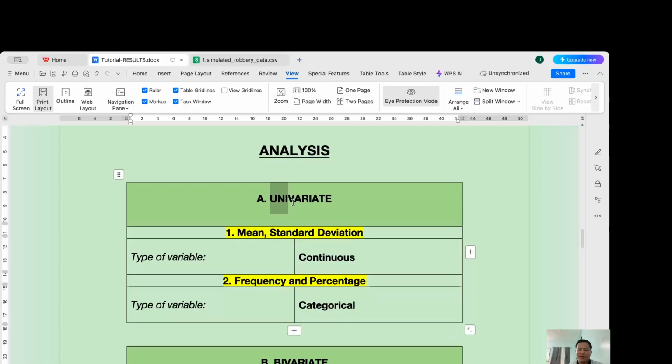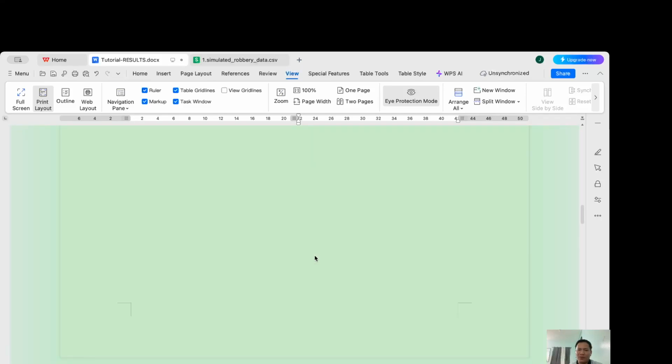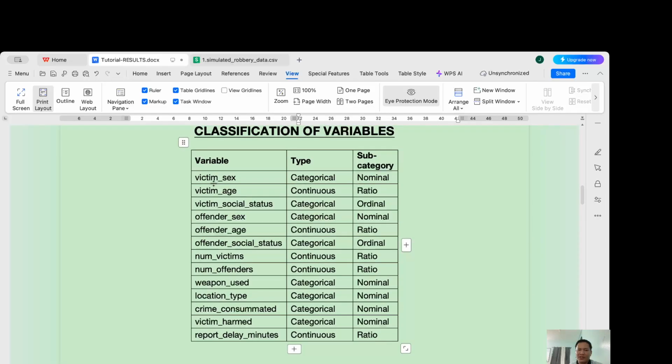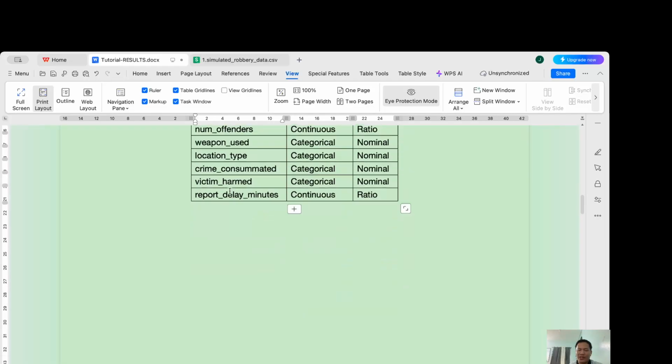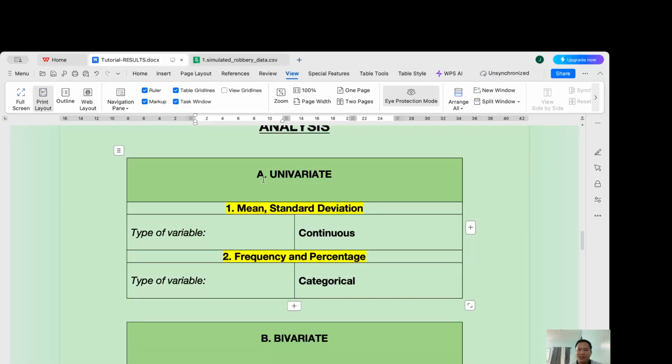And what are the types of univariate analysis that we are going to perform in this tutorial? We have mean, median, mode, and standard deviation. That is for continuous variables. What are continuous variables? One example is age. So we can derive the mean and standard deviation, mode or median of age because it is a continuous variable.